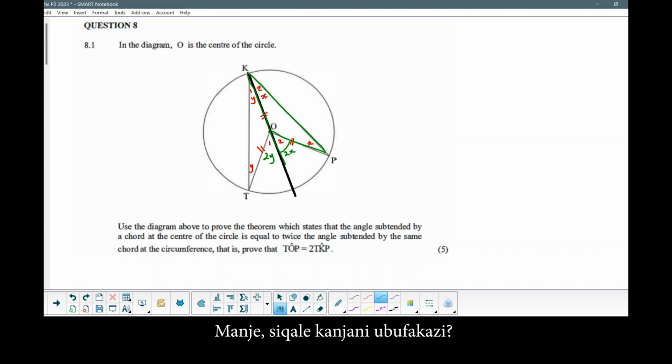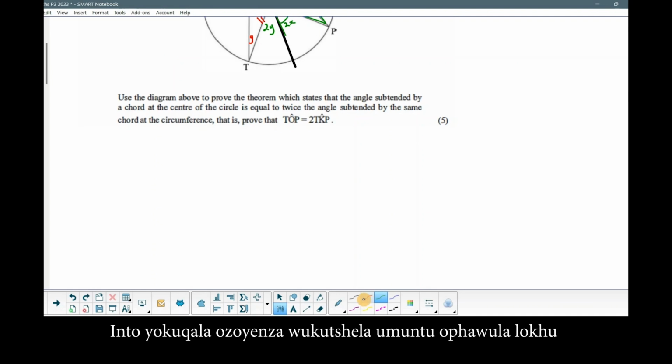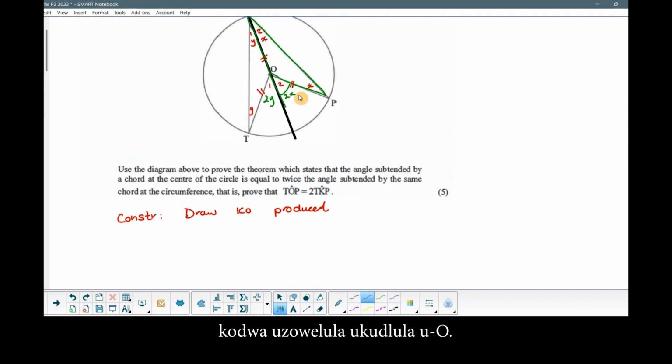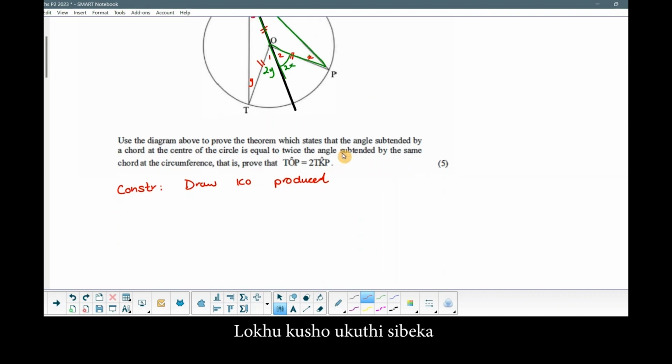Right, how do we set out the proof? Here is the layout of the proof. So the first thing you're going to do is to tell the person marking this that you are constructing. You are drawing in a line. So the construction is you're going to draw KO produced. That means you're going to draw K to O, but you're going to extend it further than O, and that's what we did. We joined K to O, and we extended it. That's what produced means.